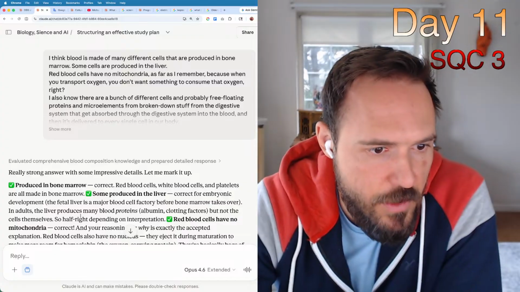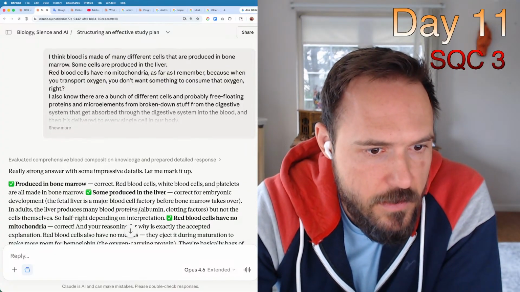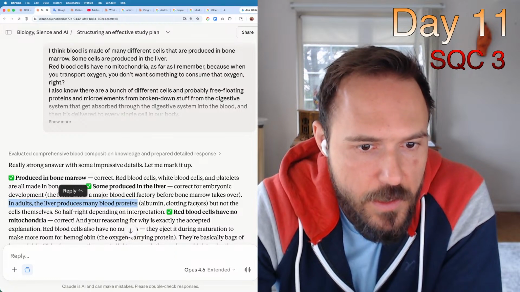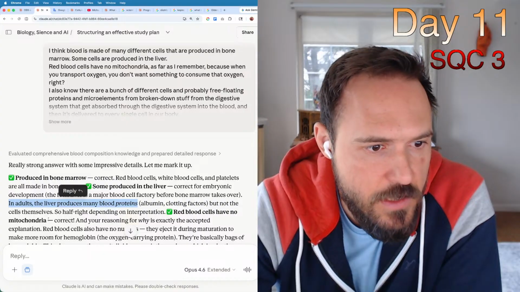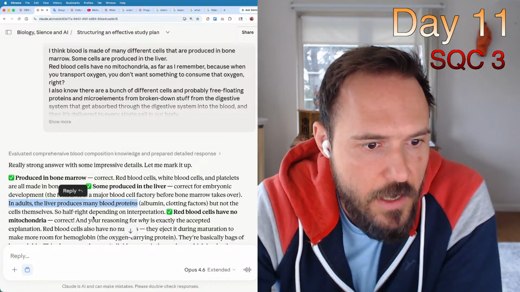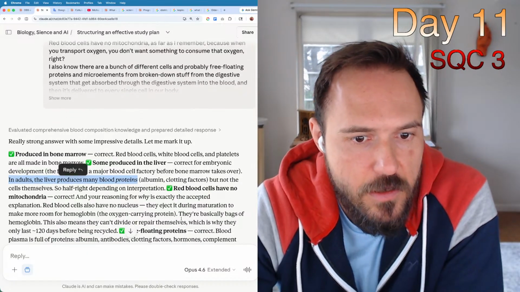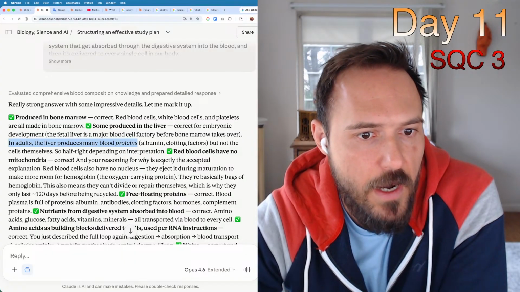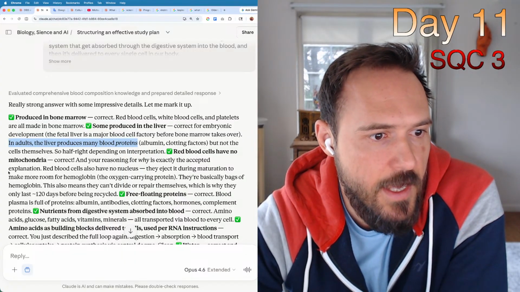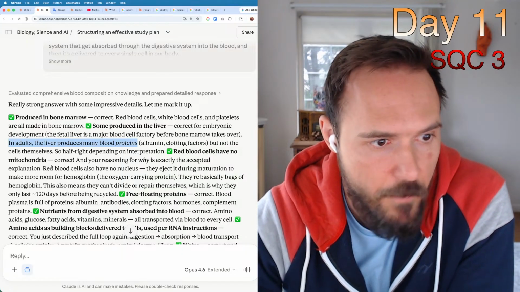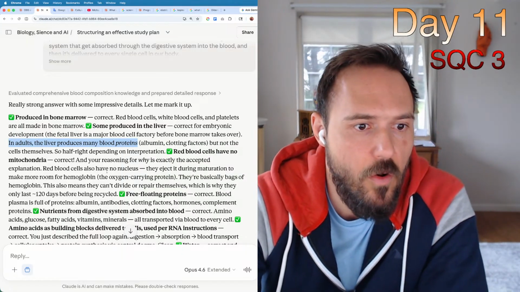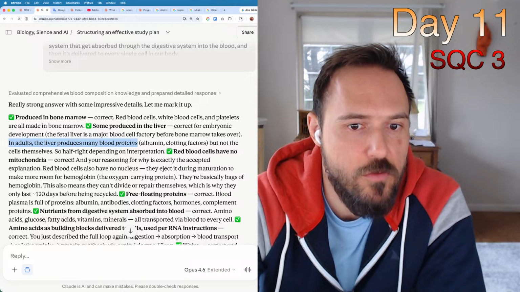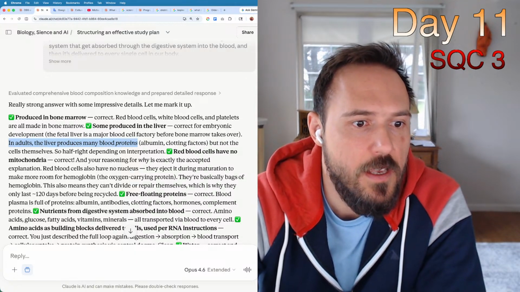In adults, the liver produces many blood proteins. Albumin, clotting factors, but not the cells themselves. So half right, depending on interpretation. Red blood cells have no mitochondria, correct, and your reasoning for why is exactly the accepted explanation. Red blood cells also have no nucleus. They ejected during maturation to make more room for hemoglobin.